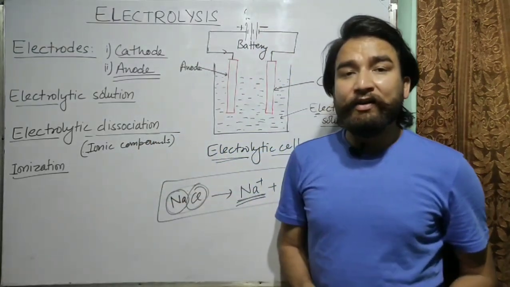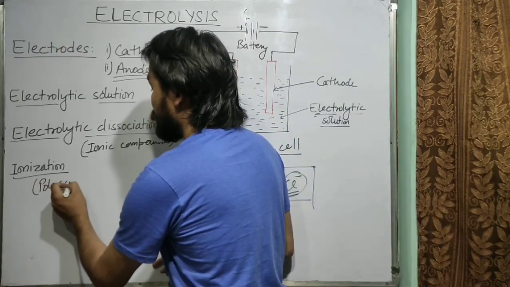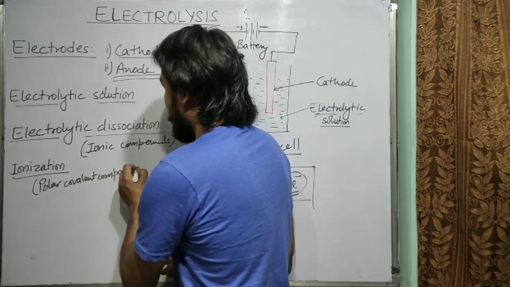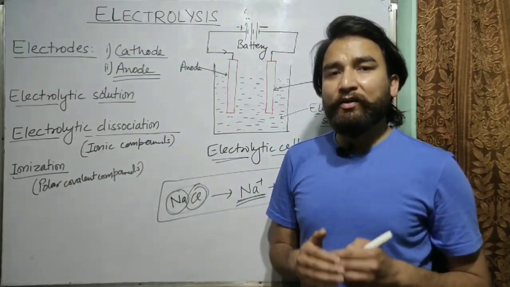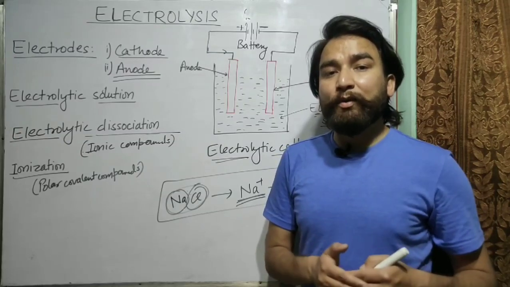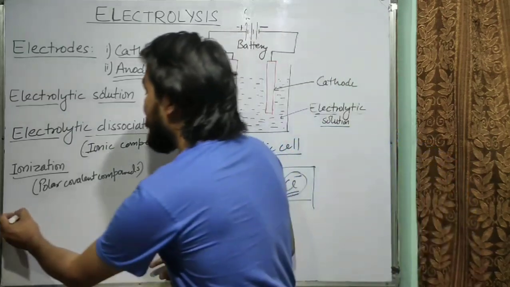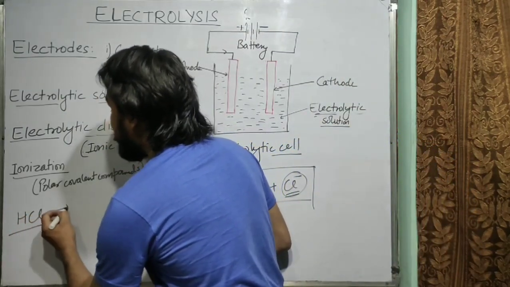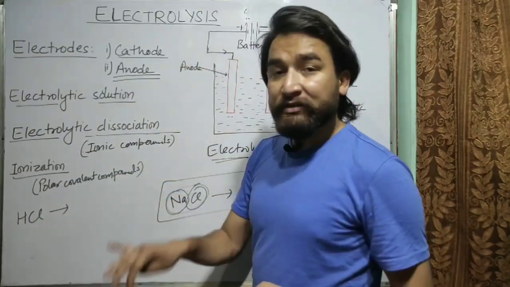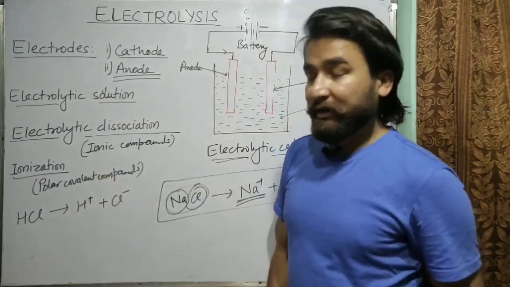The next is ionization. Now ionization takes place in polar covalent compounds. So it takes place in covalent compounds. So what is ionization? Ionization is the process of formation of ions when a polar covalent compound is dissolved in water. For example, HCl. You can see that HCl is not an ionic compound, it is a covalent compound. But when it is dissolved in water, it will form H+ and Cl- ions.